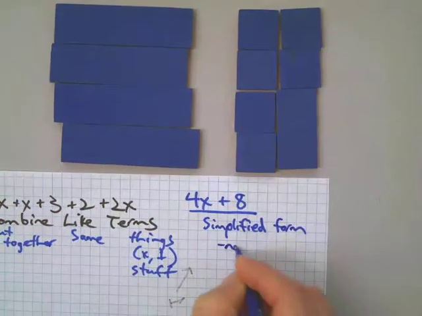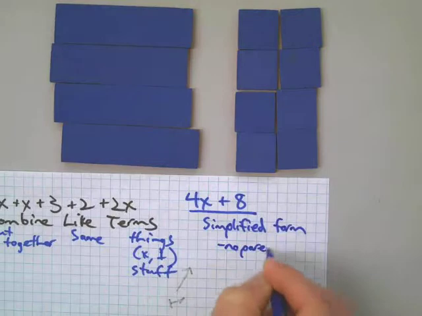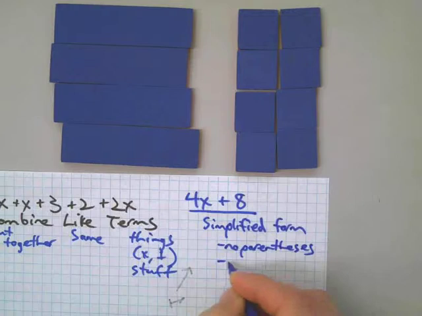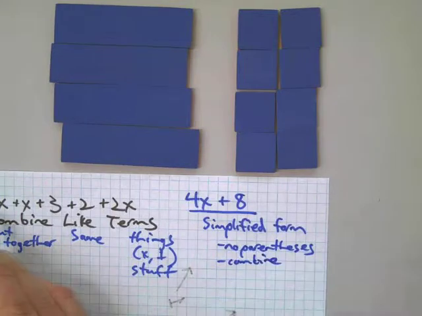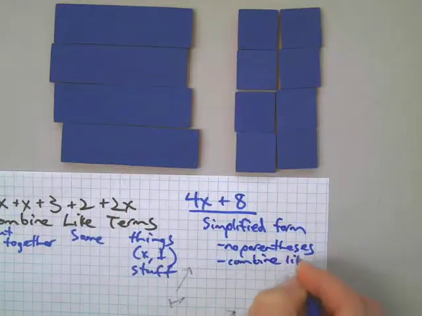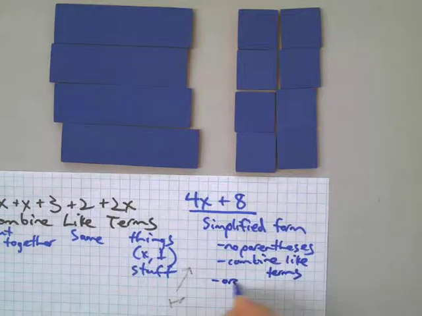Okay, that means there's no parentheses, and I've combined all the like terms. All the same stuff is together. I don't have a bunch of extra garbage or duplicates hanging out there. So I've combined like terms, and there are no parentheses, and they're in order of power.